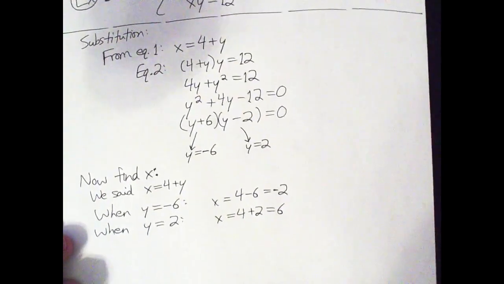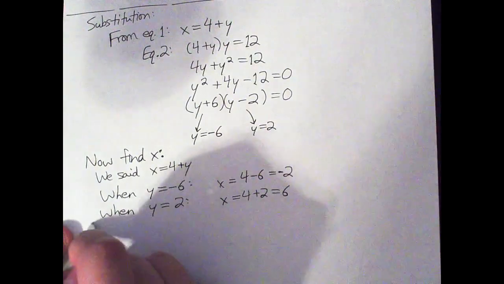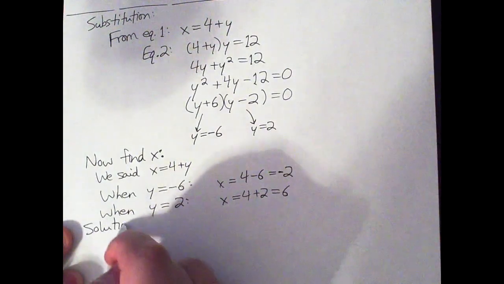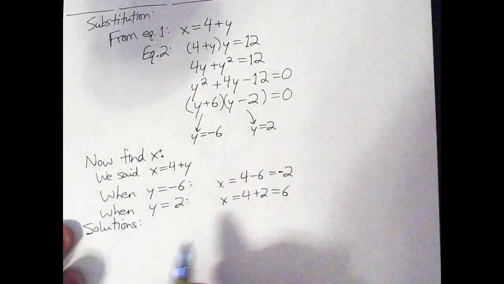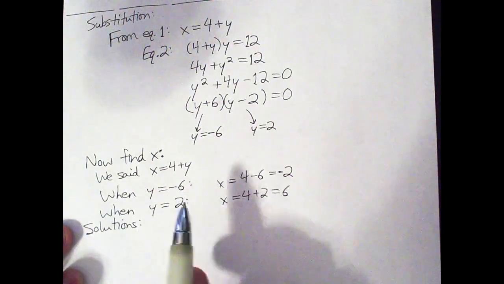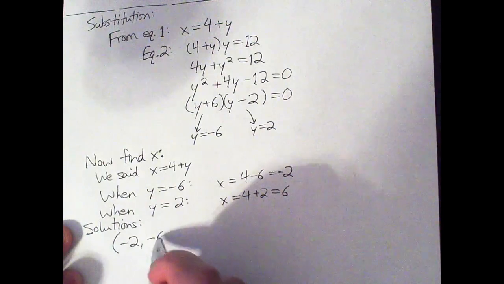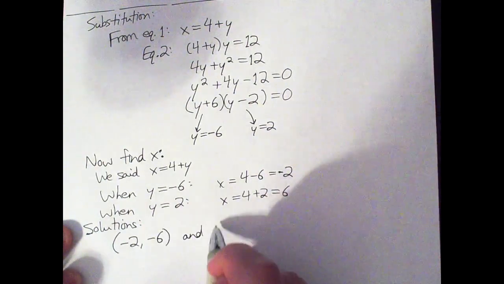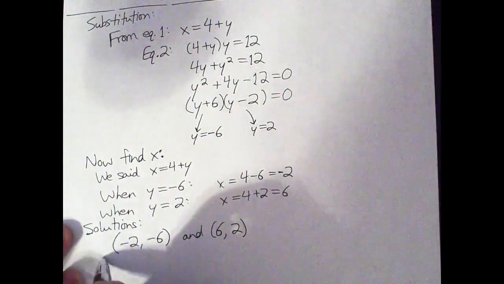So we can write our answers. We found two solutions. We'll write them as x comma y. So even though we found y first, make sure you rearrange them to be x comma y and x comma y. And that looks good.